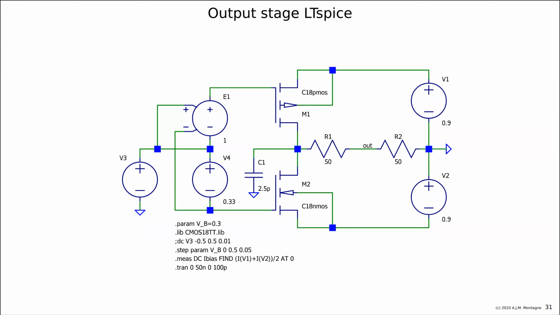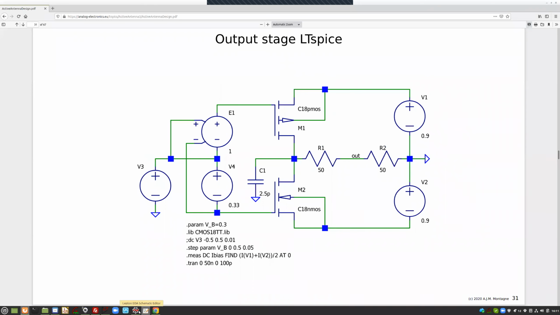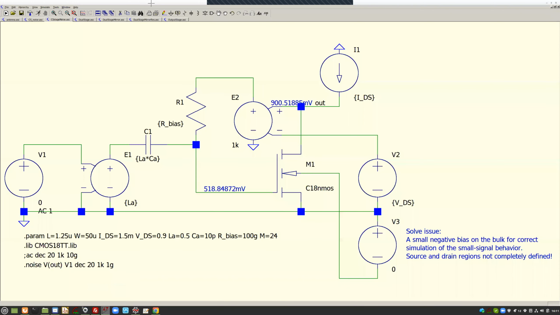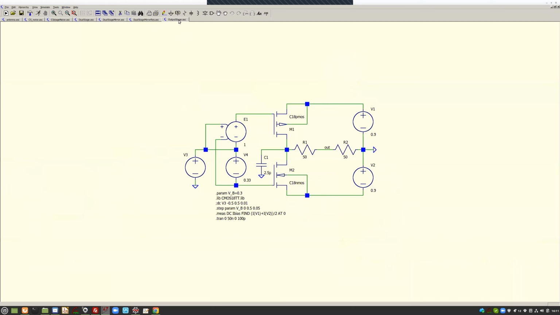And this is the circuit that I used. I just tuned the voltage V1 to such a level that I don't see any crossover, and I still have class AB operation. So this is also done in LTspice, and since LTspice has everything open, it is this one.